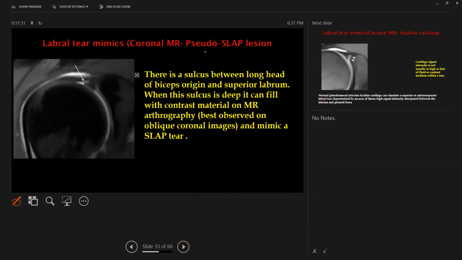So this is on the coronal MRI, a pseudo slap lesion. Basically, when there is close proximity between the, this is the intra-articular biceps, and this is the labrum. When there is a gap between the labrum and the biceps tendon, it can mimic a slap tear. It's called a pseudo slap lesion.